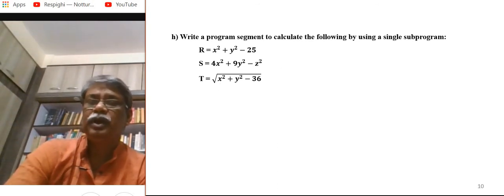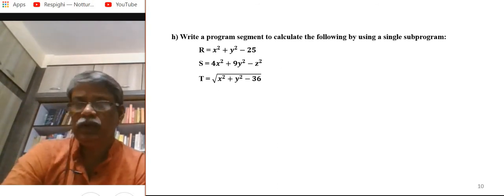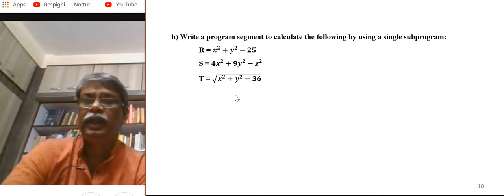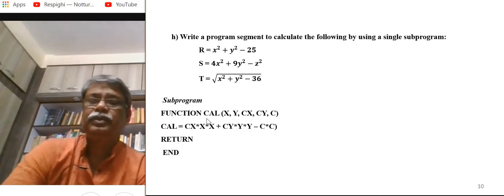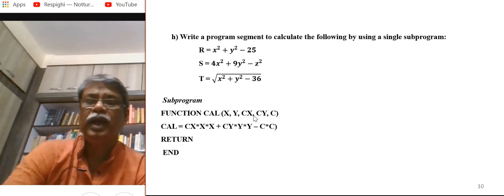So if you write a subprogram, actually you can do this in many ways, but for example one such way would be like this. Function cal is the name of the function. Now x, y, cx, cy are the inputs. x, y, and cx, cy I am defining as the coefficients: 4, 9, here 1, 1, here 1, 1. So you are computing x times cx square plus y times cy square minus c square. c is 6 square or 5 square or z square. So this is the general pattern.